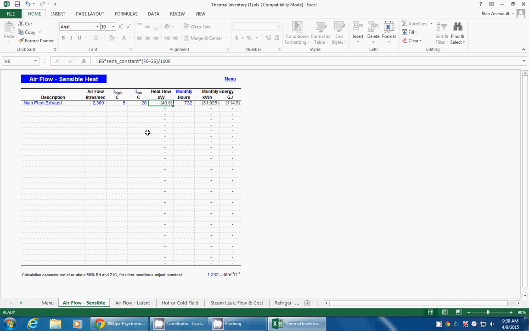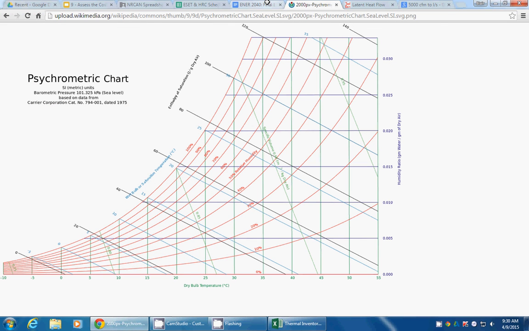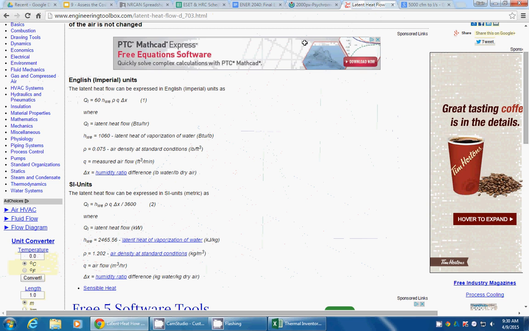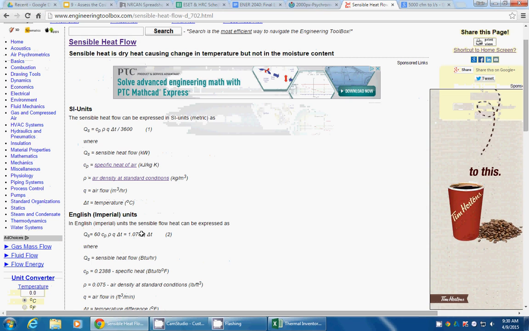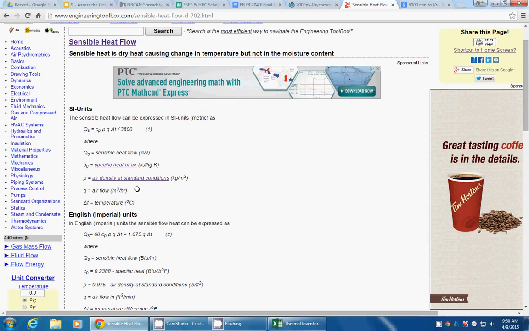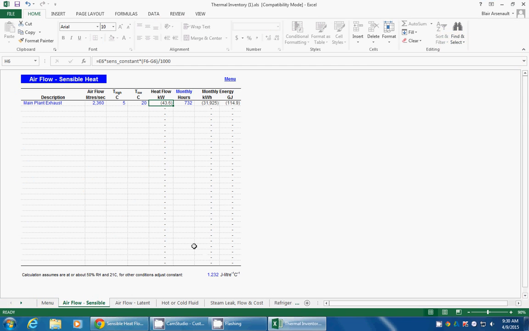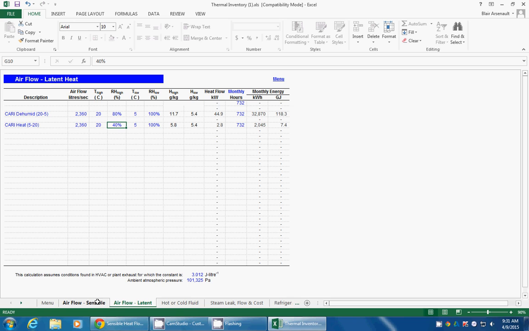Okay, let's change gears here and look at the final. Still a little bit confused. I thought I had this completely squared away, but obviously I don't. If you look at the bottom of the latent heat, it says the calculation assumes conditions for which the constant is 3 joules per liter. At the bottom of the latent heat. Yeah, right there.